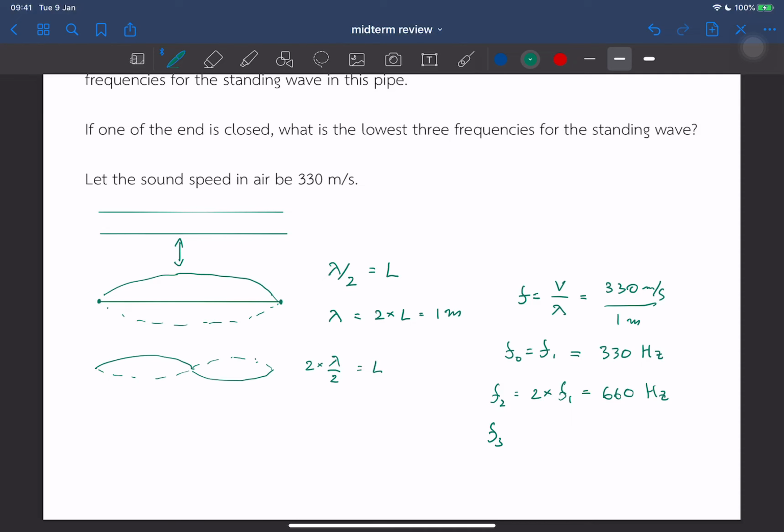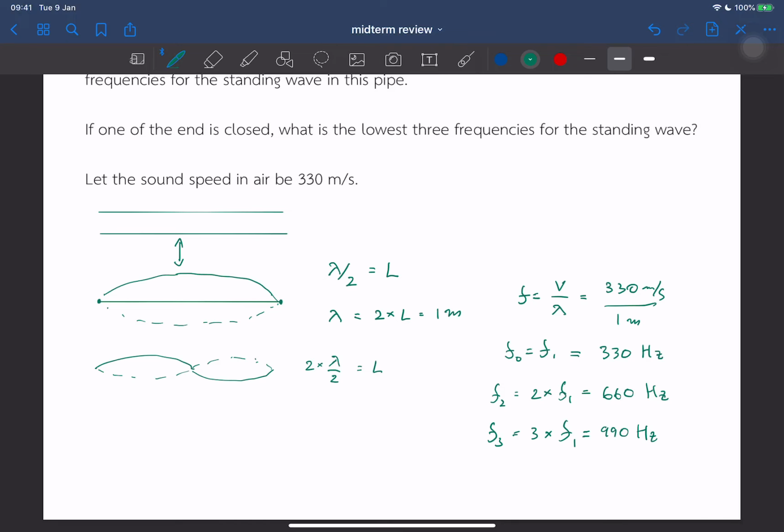And the next lowest is going to be the third harmonic, which is 3 times F1. That's going to be 990 hertz, like this. So that's the answer for the first part of the question. So 330, 660, and 990.